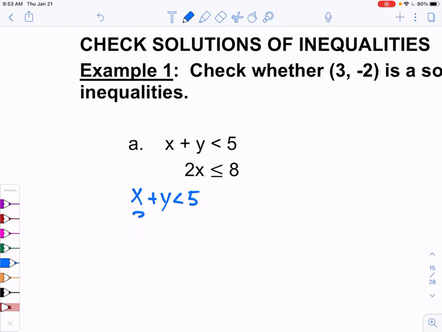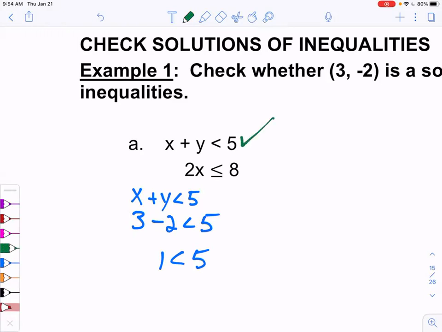Very embarrassing for me. 3 minus 2 is less than 5. That gives us 1 less than 5. Is it true for the first inequality? Michael? Yeah, this one's true. So I'll put a check mark next to the first one.